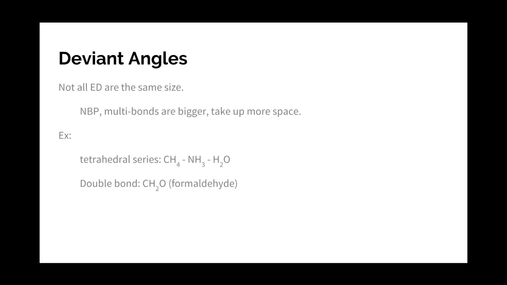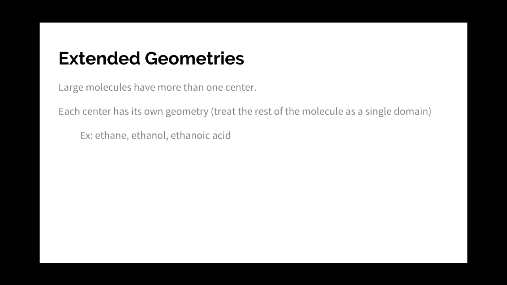So I already covered our bond angles. So now let's talk about extended geometries. We have only talked about binary covalent molecules because they're simple, they're easy to figure out. But the interesting molecules have extended geometries. They're much bigger.